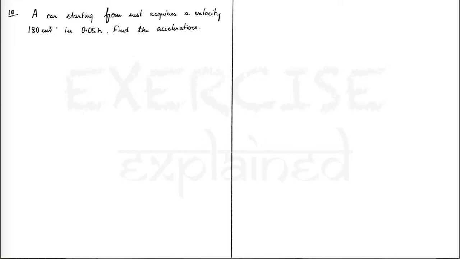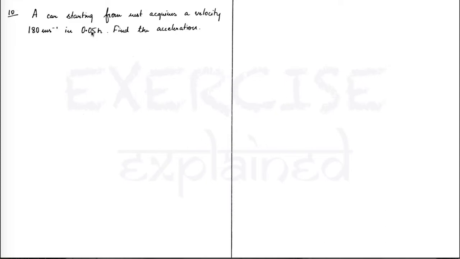So starting with the 10th question, motion in one dimension, exercise 2A, ICSE 9th. A car starting from rest acquires a velocity of 180 meter per second in 0.05 hours. Find the acceleration. So it is clearly given here starting from rest. So starting from rest means initial velocity is equal to 0. Acquires a velocity means this is final velocity. So final velocity is given as 180 meter per second. Time is given to be 0.05 hours.